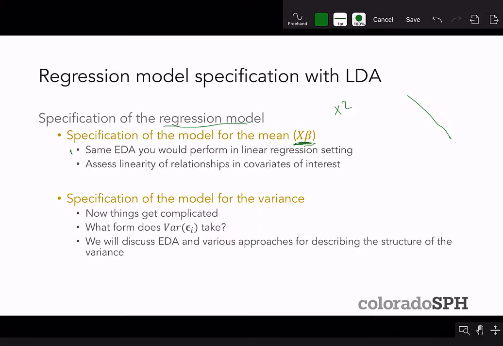What's new is specification of the model for the variance. That has to occur in longitudinal data analysis, which doesn't occur in ordinary least squares. And this is where things start to get complicated. For example, what form does the variance take? And what correlation structure, like the ones we discussed in the previous lecture, might be reasonable as a model for your data? So in the next couple slides, I'm going to discuss exploratory analyses and various approaches for describing the structure of the variance.